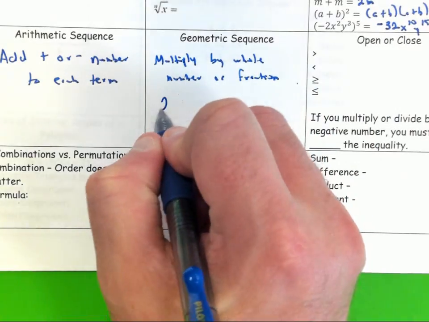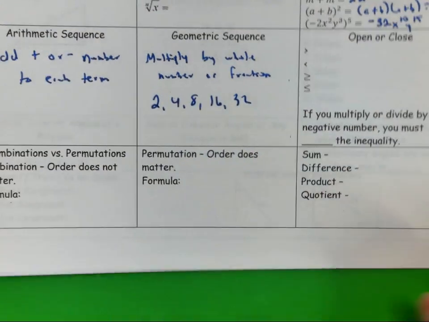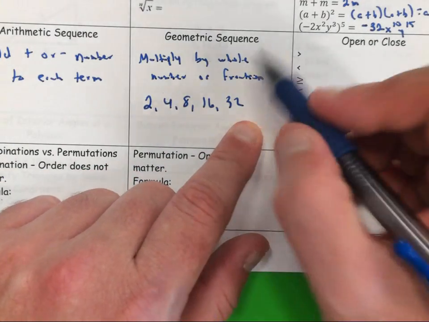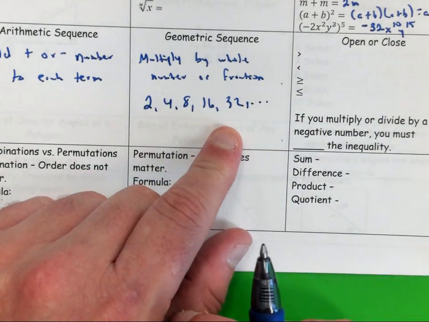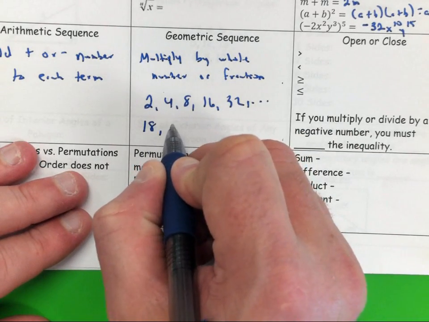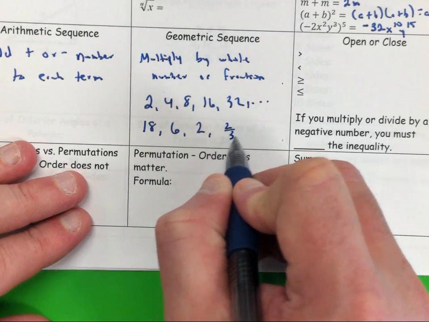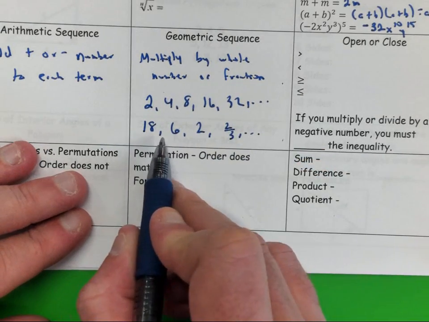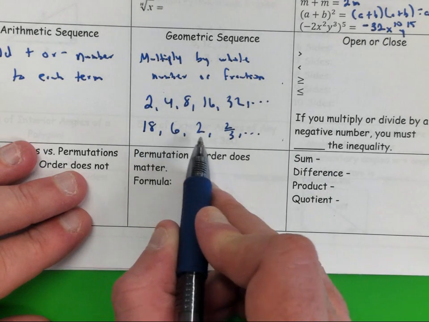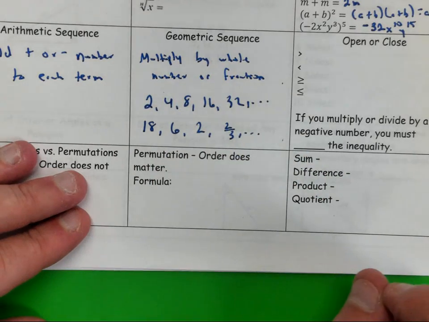So, what's an example of this? Very simple one. What am I doing each place here? Multiplying by what? 2. That's a geometric sequence. Or here I'm timesing each term by 1/3. 18 times 1/3 is 6. 6 times 1/3 is 2. 2 times 1/3 is 2/3. That's an example of geometric, okay?